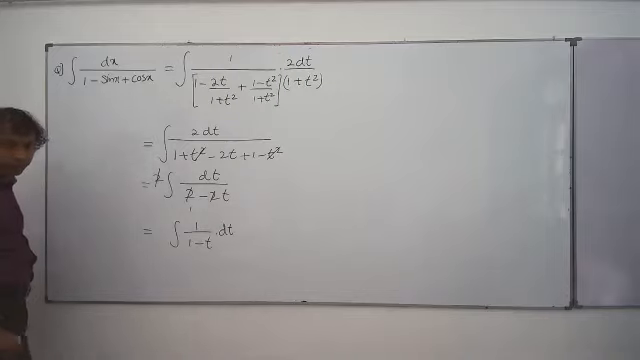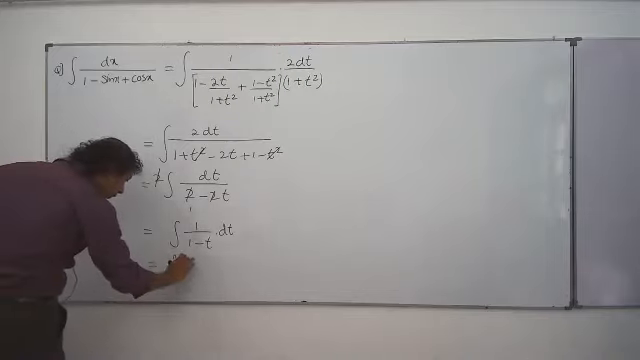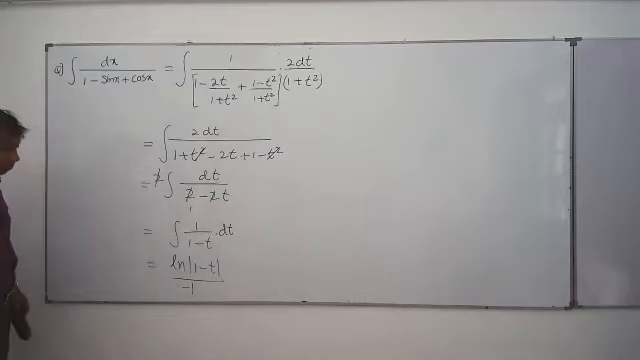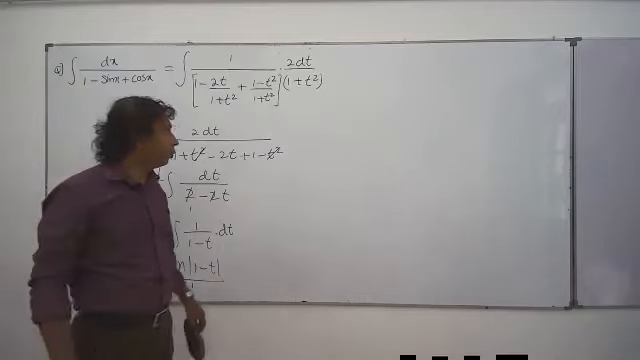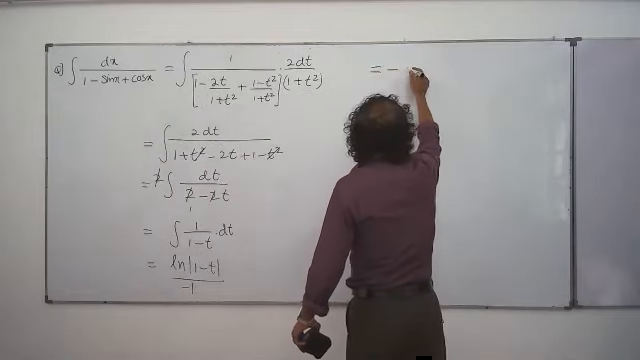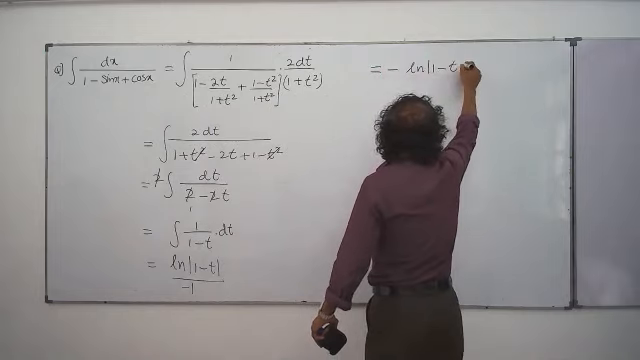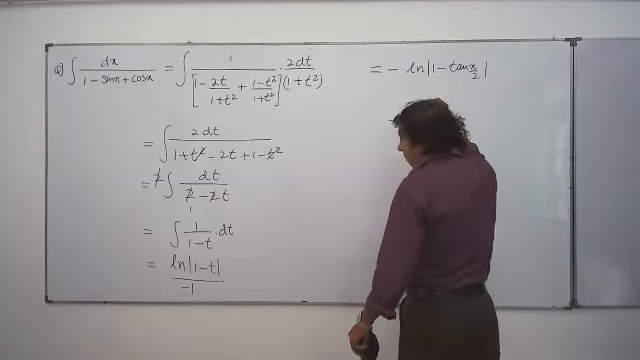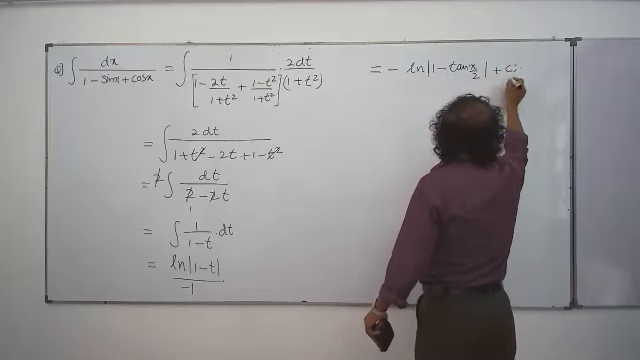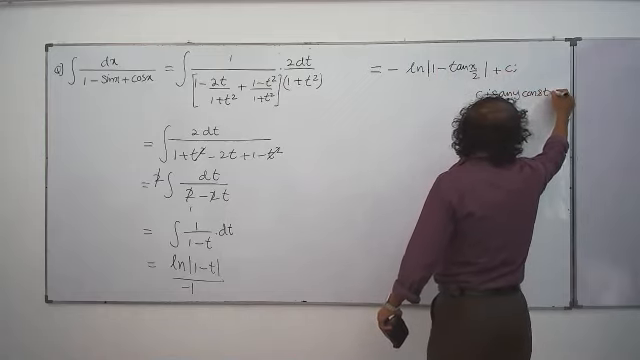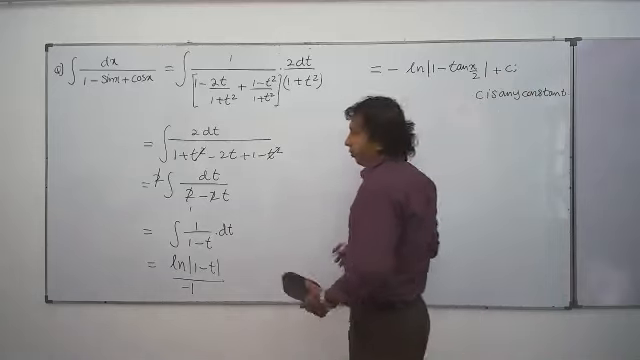What are the answer, people, here? L in modulus 1 minus t divided by coefficient of t, it's minus 1 no, here. And now t is tan x by 2. Then we get what? Minus L in modulus 1 minus tan x by 2 plus c, c is any constant, right? That's how we take.